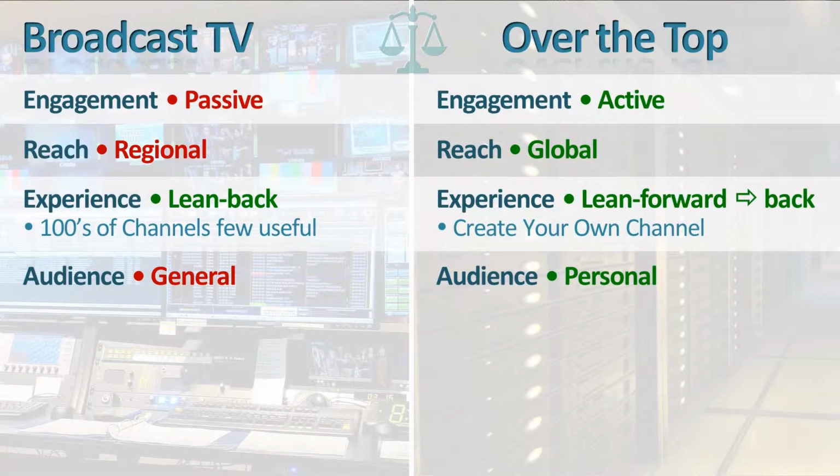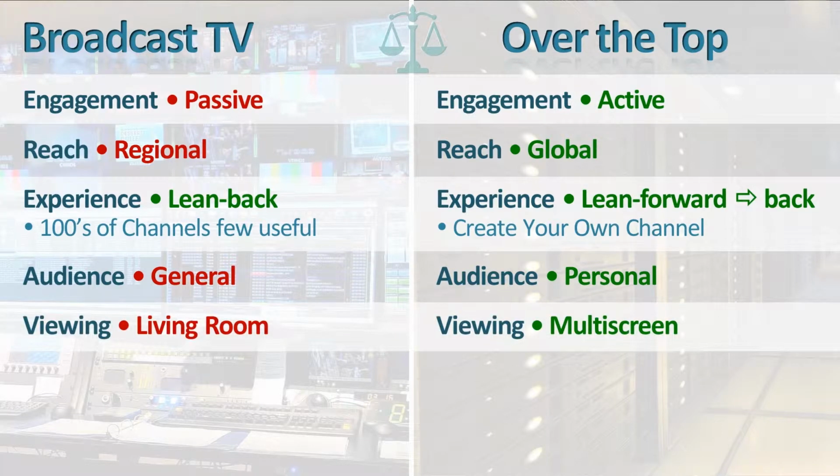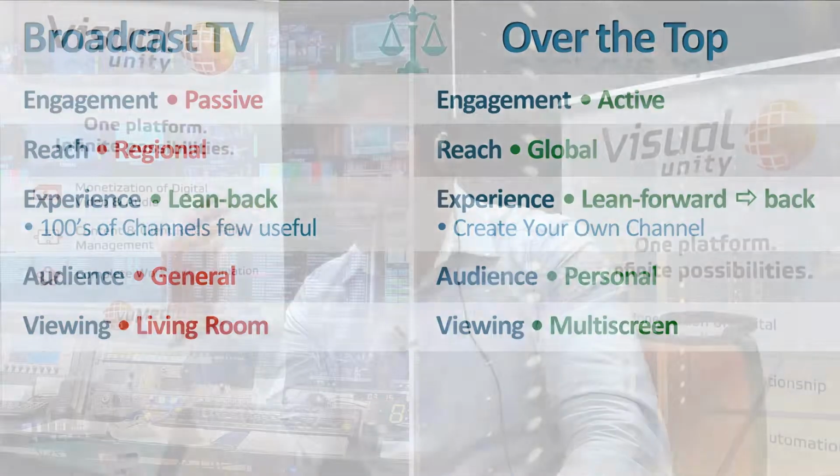It's more of a unicast relationship, as we say on the internet, versus a broadcast or multicast relationship in broadcast television. Next is where we're actually viewing that content. In broadcast, it's typically the living room, and over the top is by default multiple screens. And finally, the feature set. In terms of broadcast, it's quite limited.